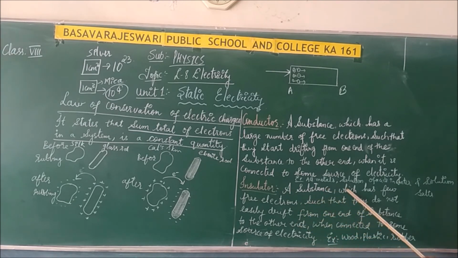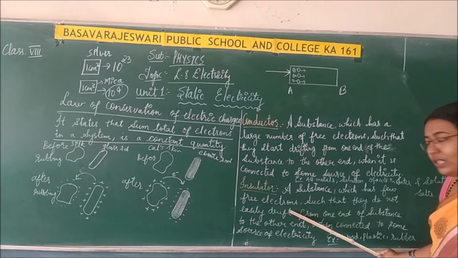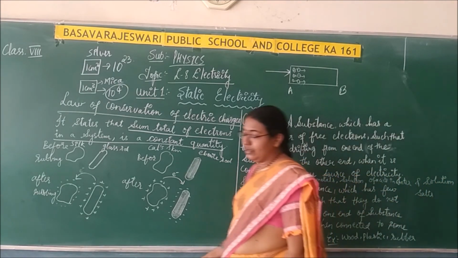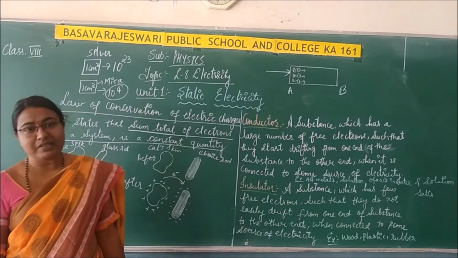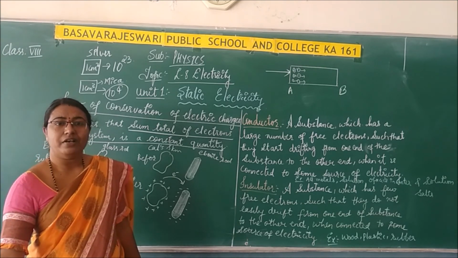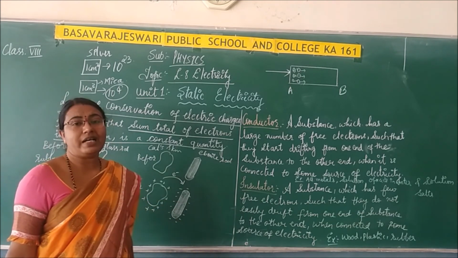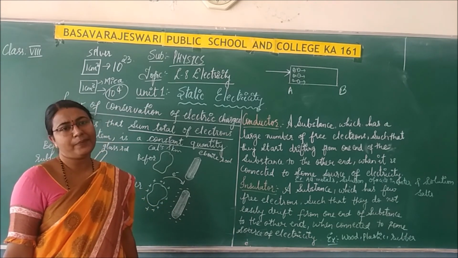A substance which has a few free electrons such that they do not easily drift from one end of a substance to another end when connected to the source of electricity is called an insulator. You know already the examples are wood, plastic, rubber, and so many examples can be given. It may be sulfur, sealing wax. You know sealing wax, right? For sealing purpose they will use. So sealing wax, sulfur, wood, plastic, rubber, all these will come under the insulators.